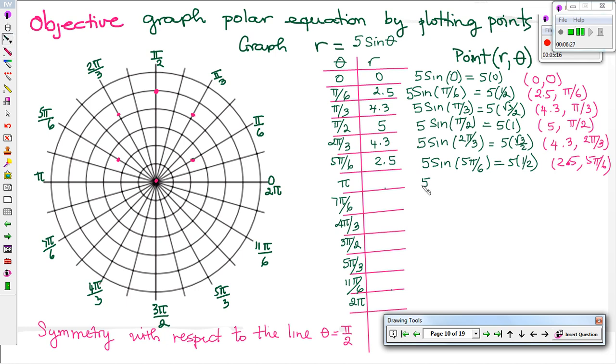Next we go and look for pi, so we do 5 times sine of pi. Sine of pi is 0, so this is the same thing as 5 times 0, which is 0. So now we have the point 0, comma pi. So you go to pi and 0. So r is 0, which means the point stays at the pole. Next we will move on to the angle 7 pi over 6, so we do 5 times sine of 7 pi over 6.